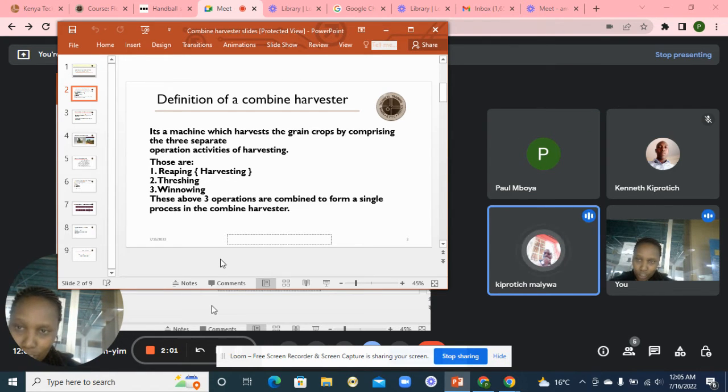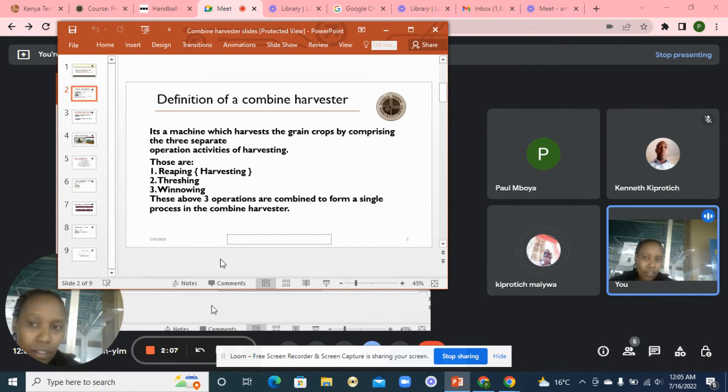Good. That's a good trial. A combine harvester is a machine which combines 3 operations. That's harvesting, another one is threshing, and then another one is what? Winnowing. So the above 3 operations are combined to form a single process in a combine harvester.